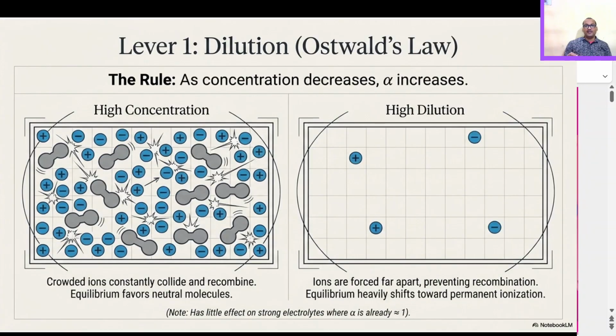Again, as we have already discussed, here you can see high concentration and high dilution. The ions are very far apart, preventing recombination, so there will be a high degree of ionization. Basically, as concentration decreases, the degree of ionization increases, and the alpha value increases.